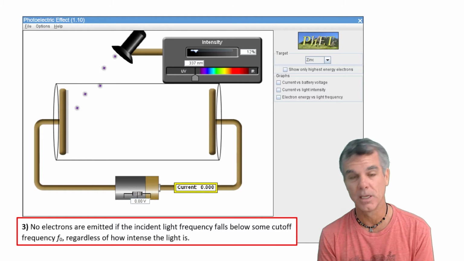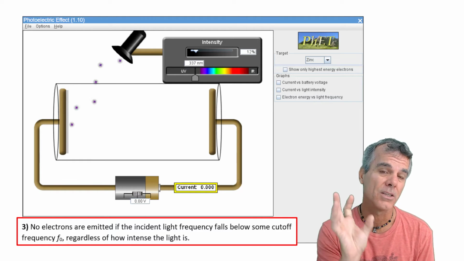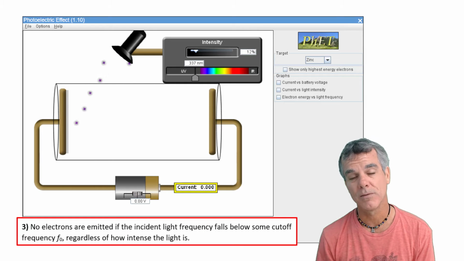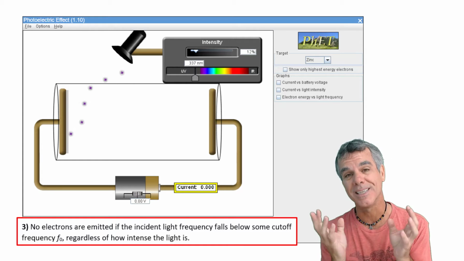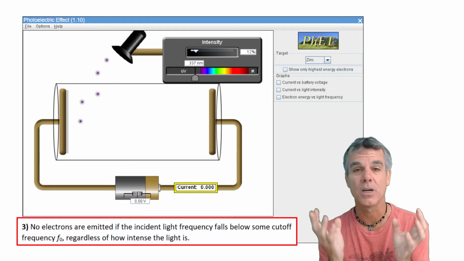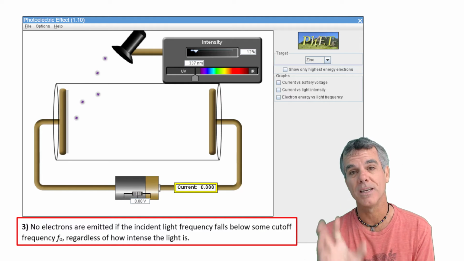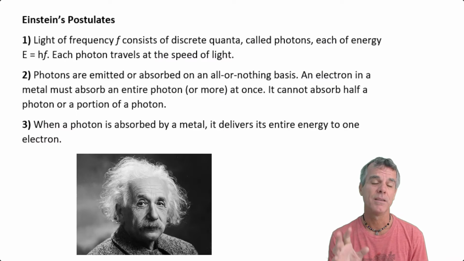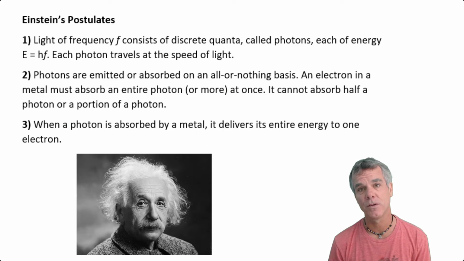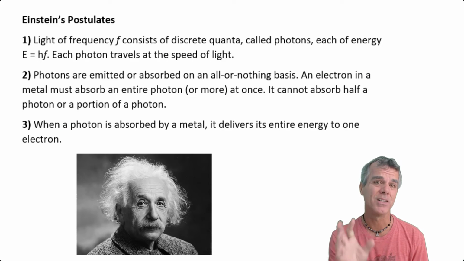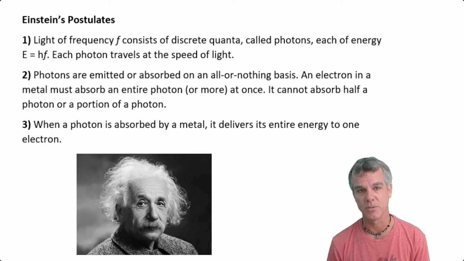will be ejected. Classically, it should not matter what the frequency of light is. As long as the light is intense enough, then the electron can gain enough energy to break free from the metal, and that's not what we see. In developing his explanation for the photoelectric effect, Einstein used three postulates or assumptions.